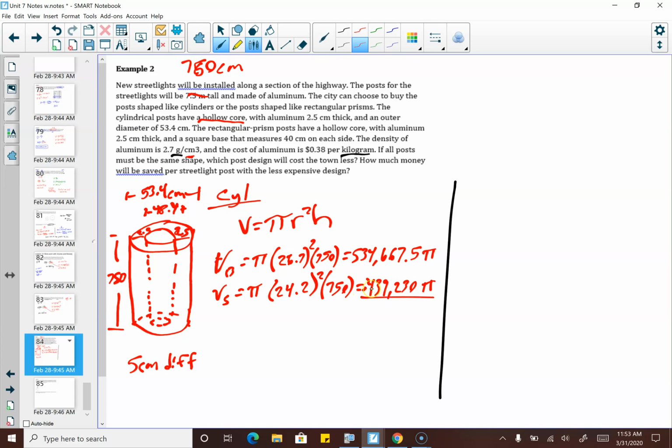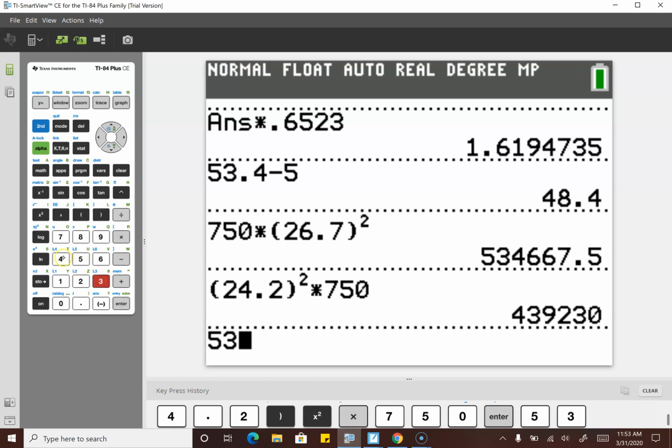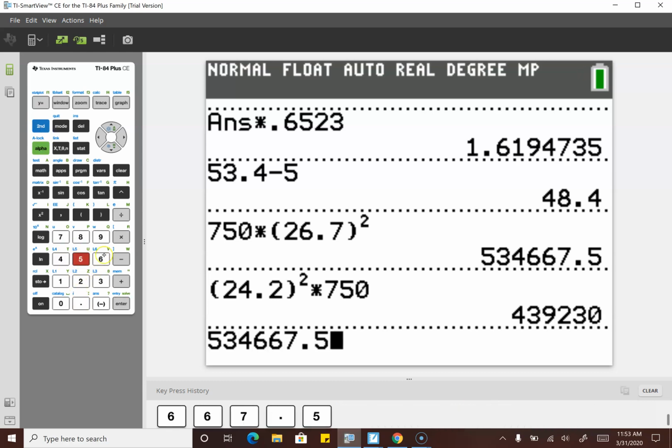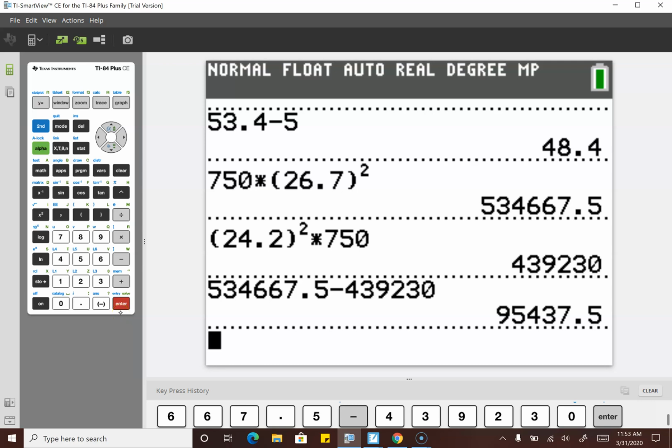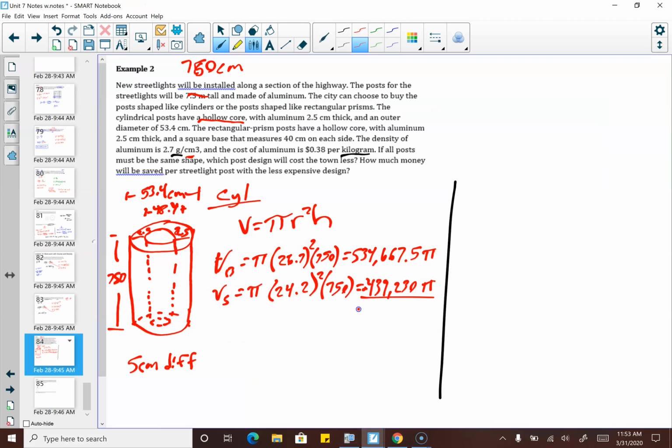So if we want to find out how much aluminum there is, we're going to subtract those two numbers. So 534,667.5 minus 439,230 gives us 95,437.5 pi. So 95,437.5 pi is our total volume of aluminum that's going to be used, I should say. Okay, so now we have to get into the more challenging piece that goes along this.